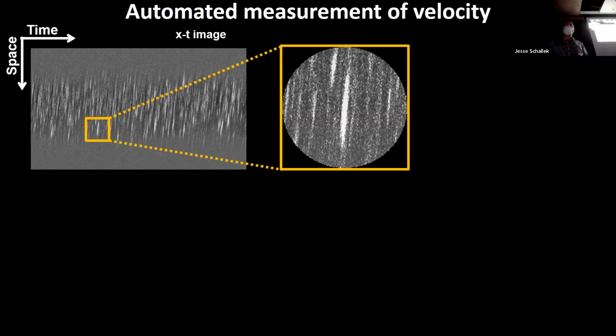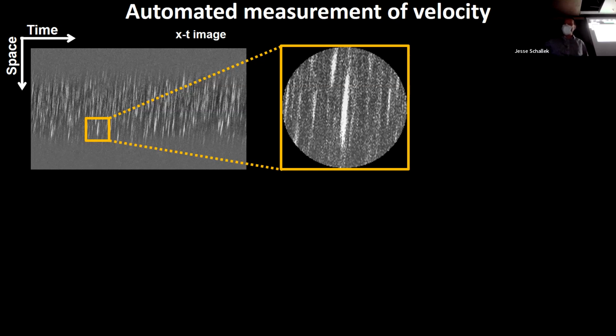Let's focus in on just one little location within the space-time image. This little box that you see magnified here, that's a single erythrocyte at the center of that image. Our task now is to calculate the velocity of just that one blood cell and then scale that up to all positions within the image. And we don't want a sea of graduate students doing point and click in order to measure the velocity or slope of those cells. We want a computer to do this.